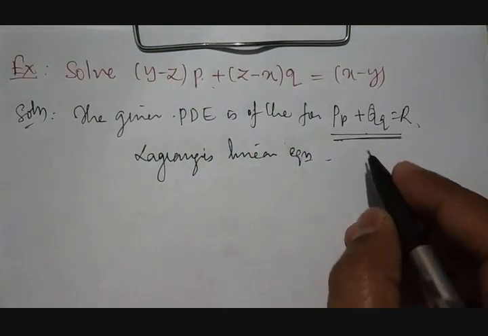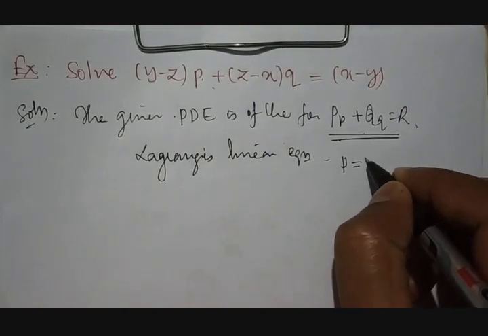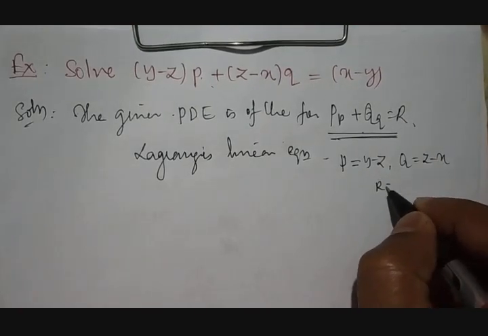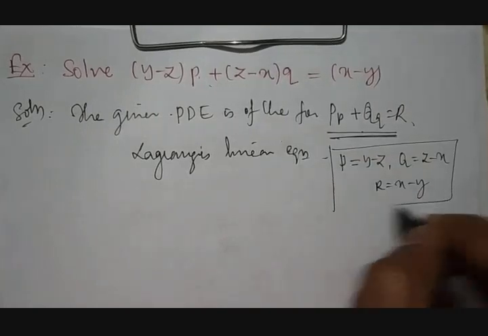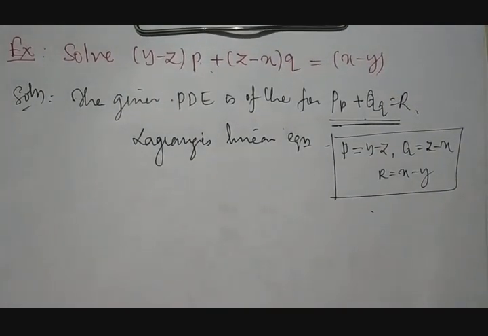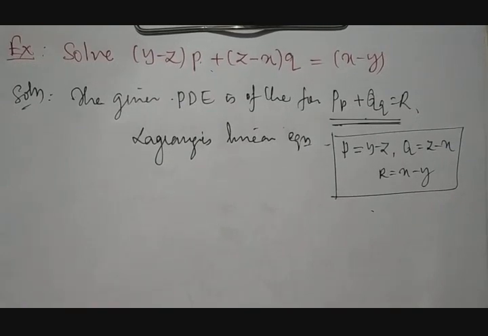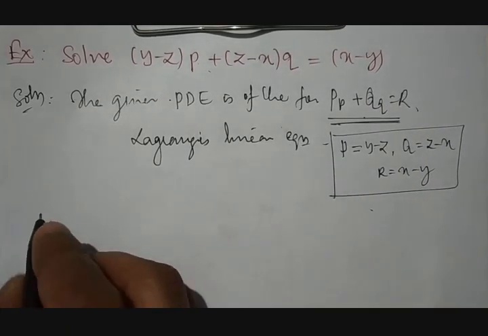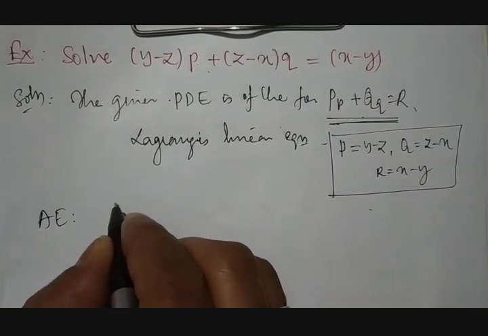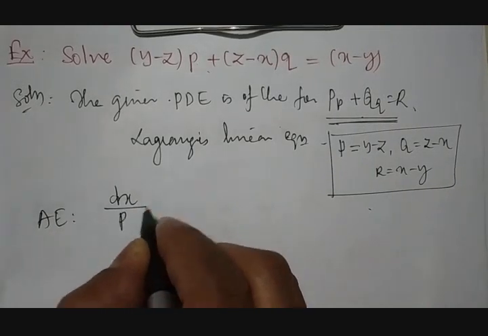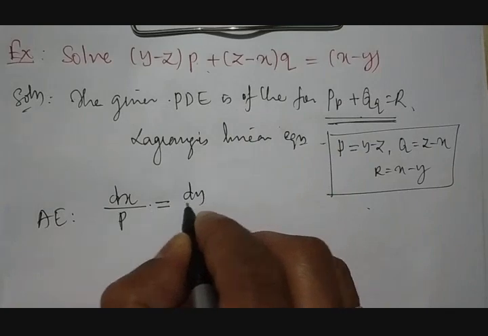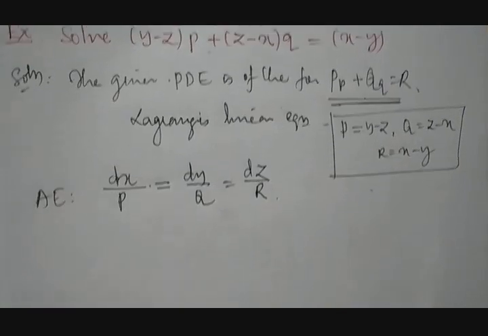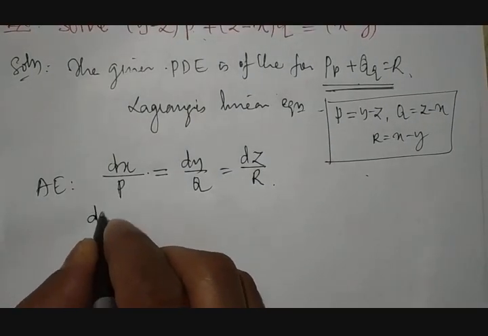In this we can say P is equal to y minus z, Q is equal to z minus x, and R is equal to x minus y. Therefore, what will be the solution for this? We know that the solution is possible through the auxiliary equation in Lagrangian linear equations. Then here, what are the auxiliary equations? The auxiliary equations are dx by P is equal to dy by Q, which is equal to dz by R.